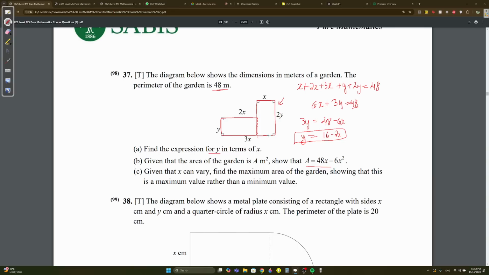The dimensions are x, so here's x. So the width is x and the length of it is 2y. So we're gonna call this R1. I'm gonna call this R2, okay? You know that the area is equal to R1 plus R2. What's the area of the first rectangle? R1, length times width, so 2y times x.